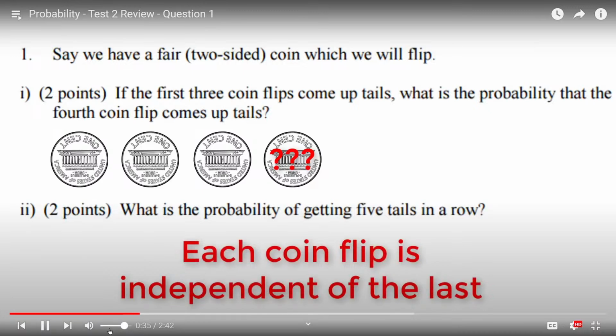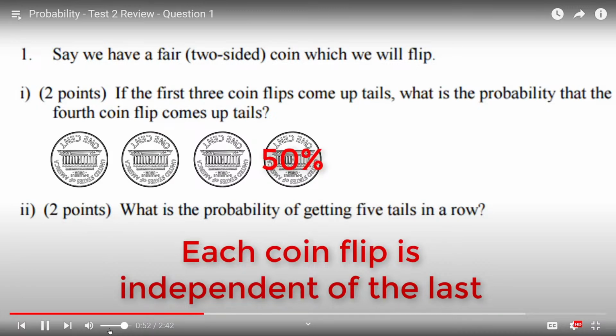Each one of these coin flips will not be dependent on what it was previously. So although you've gotten tails 3 times in a row, you will not have this 4th flip influenced by the previous flips. So the probability of getting tails on your 4th flip is 50%.